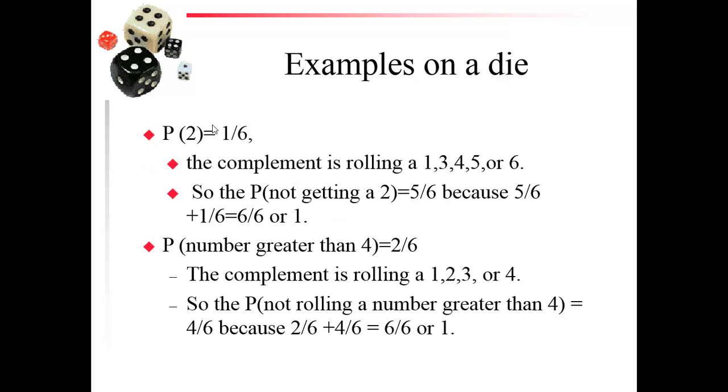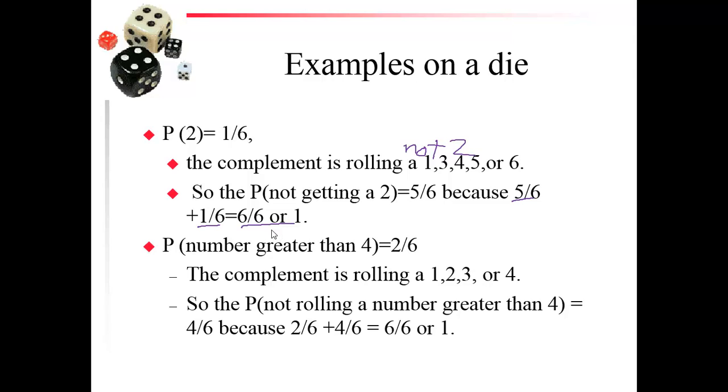Okay. On a die, the probability of getting a 2 would be 1/6, because there's one 2 out of 6 outcomes. So the complement of that is rolling a 1, a 3, a 4, a 5, or a 6, or anything that is not a 2. So the probability of not getting a 2 would be 5/6, because there are 5 outcomes up here: 1, 2, 3, 4, 5 out of the 6. Okay, and 5/6 not getting a 2, and 1/6 getting a 2 adds to our whole, 6/6, or 1 whole.